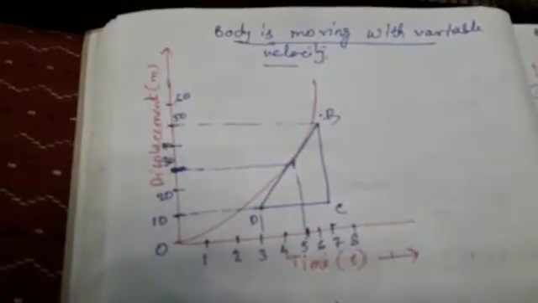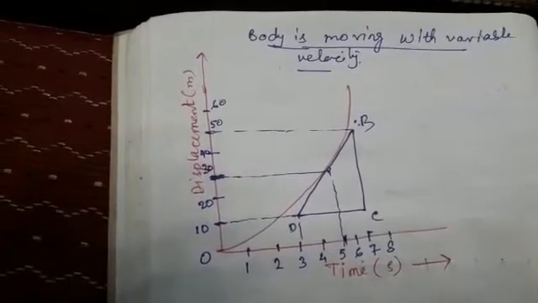Now this is the case when the body is moving with a variable velocity. Variable velocity means the displacement is not uniform in equal time intervals. See, it has a slow growth and then a sharp growth, meaning it is not uniform with respect to time. So in that case you can also get the velocity by drawing a tangent to this graph.